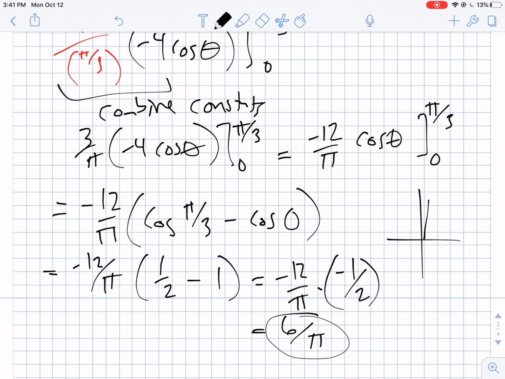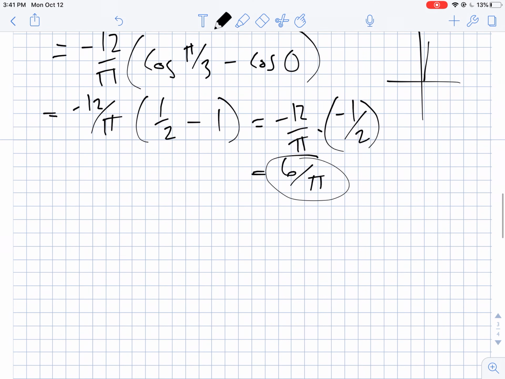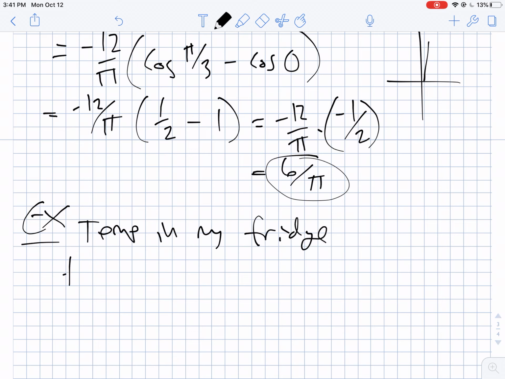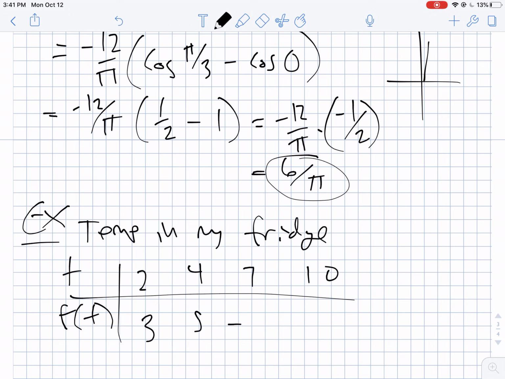You're integrating, you have your A to your B. Let's look at an example with the Riemann sum. So I took some data. You haven't been there, but the fridge in my classroom is terrible. So let's say the temperature in my fridge is recorded in this table. We have a T, we have some F of T. And I measured this at various days: day 2, day 4, day 7, and day 10. And I got temperatures in Celsius of 3, 5, negative 1, and negative 3. Sometimes it freezes my lunch.